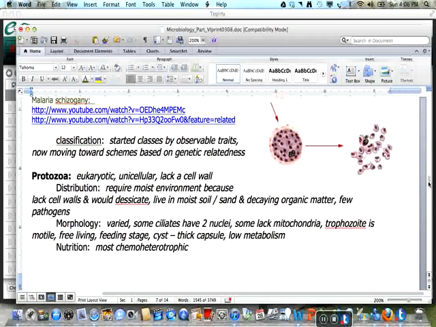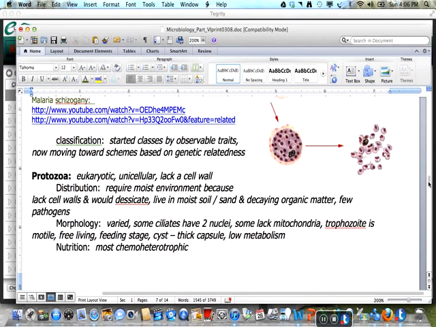The protozoa are eukaryotic, unicellular organisms lacking a cell wall. Most require moist environments because without a cell wall they would desiccate. They often live in moist soil or sand, decaying organic matter, and a few are pathogens. Their morphology is varied. Some of the ciliates have 2 nuclei and some lack mitochondria.